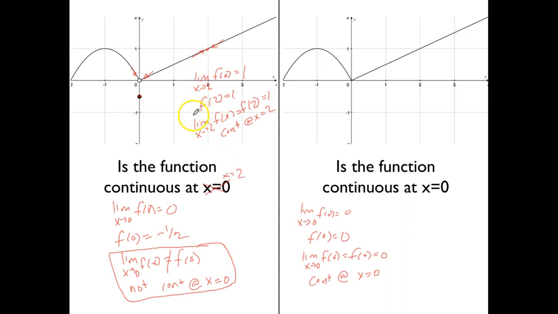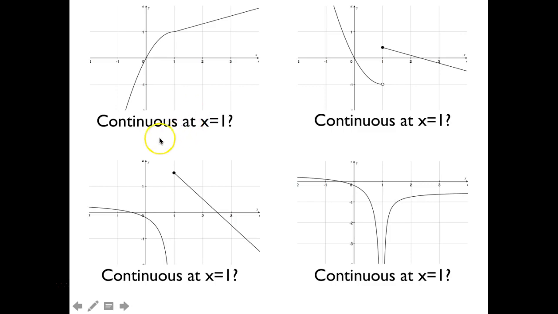Okay, I think I only got a few more left here for us. Let's just ask the questions and we'll just figure out which one it is continuous or not continuous at. Okay, is it continuous at x equals 1? Okay, that's this line right here. It does have a limit, it does have a point, and they're equal to each other. So the answer to this one is yes.